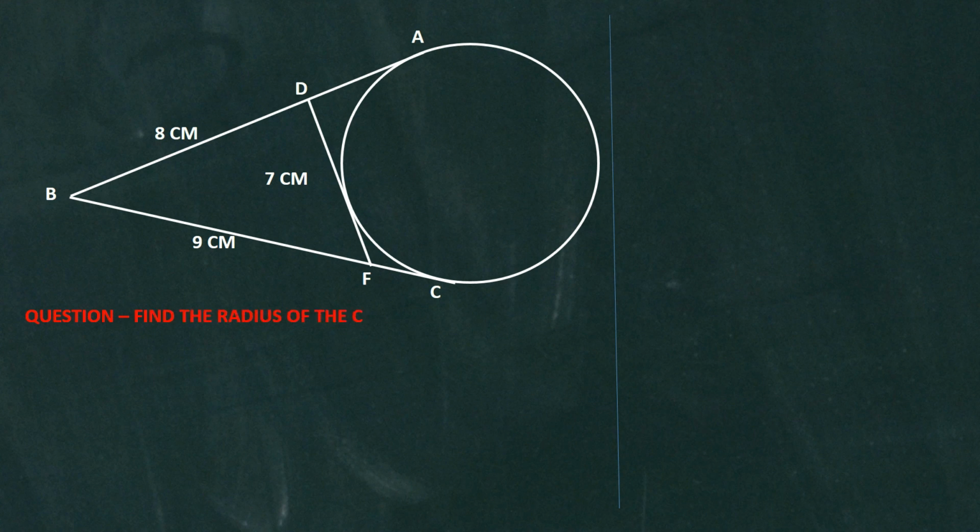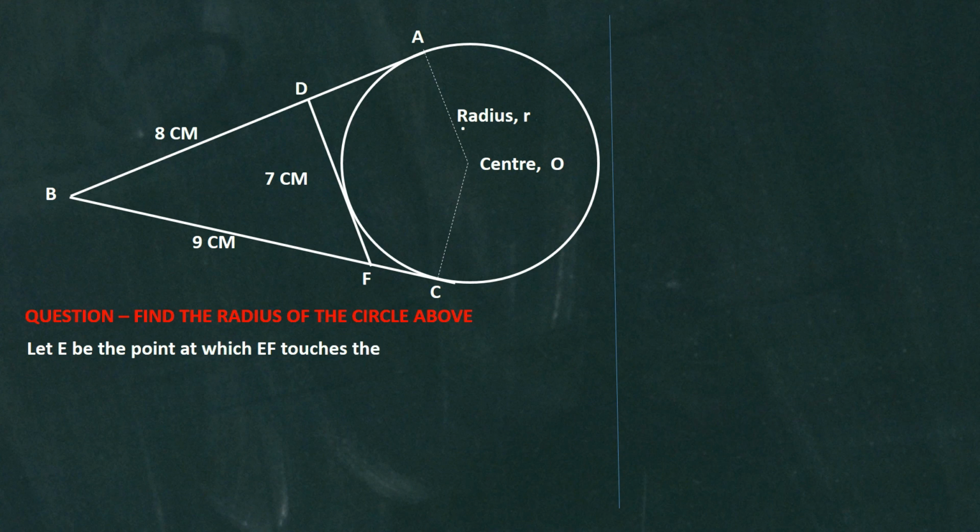Now to do this, first of all, let us draw the radius into the circle with center O. Obviously, there are two radii that can intersect the points of tangency with lines BA and BC. Now, let E be this point where the tangent DF is touching the circle, and so we do have two lines EF and FC being tangents and meeting at the point F.